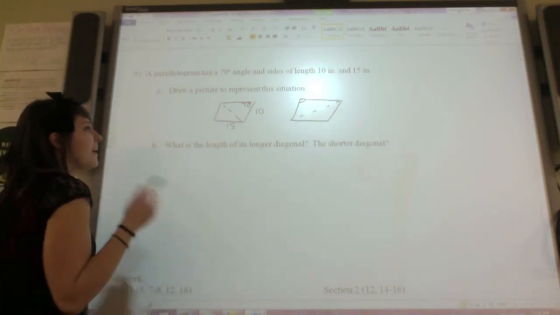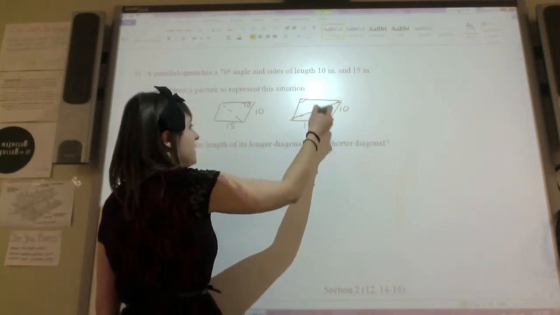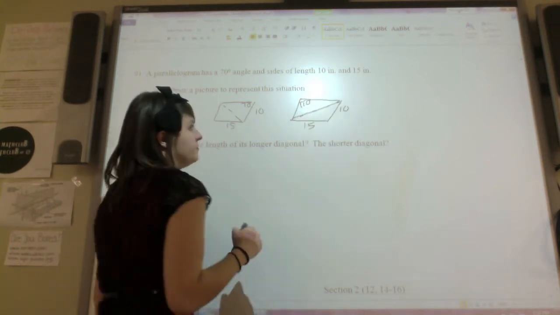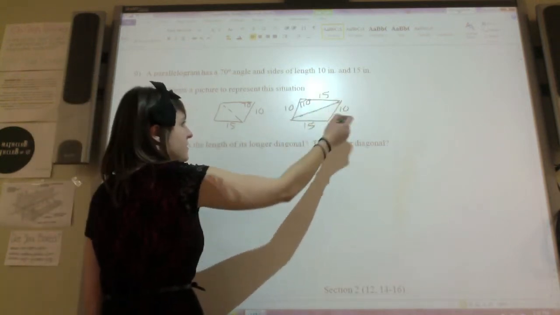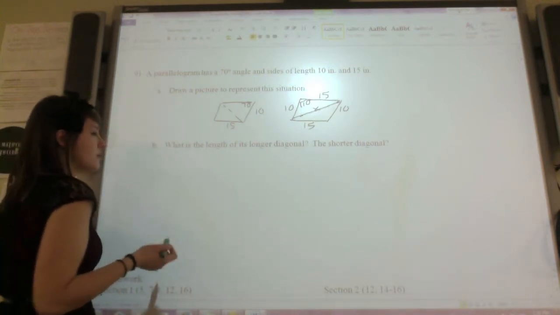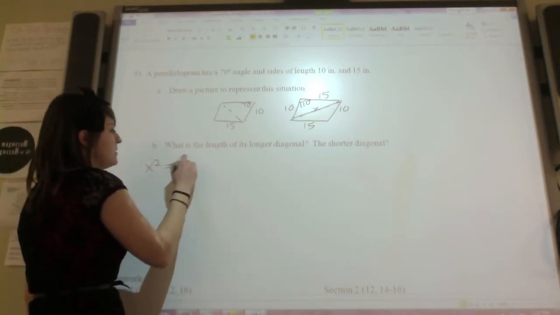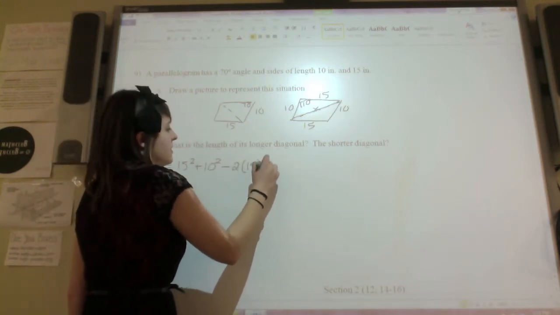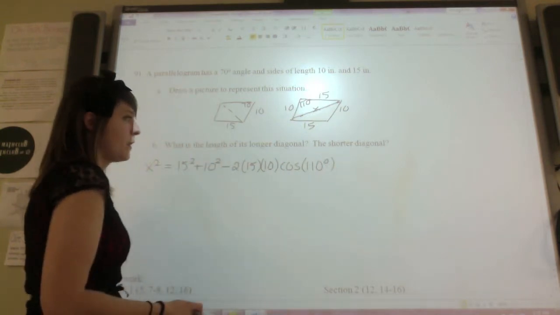So, to figure out my longer diagonal, that's this one, I've got my 10, 15 here. This is a 70-degree angle, which means that this has to be 110 degrees. So I've got my 110-degree angle, this is 10, this is 15, and I'm looking for this side here. So I'm going to use my law of cosines. I'm going to say x squared equals 15 squared plus 10 squared minus 2 times 15 times 10 times the cosine of 110 degrees.